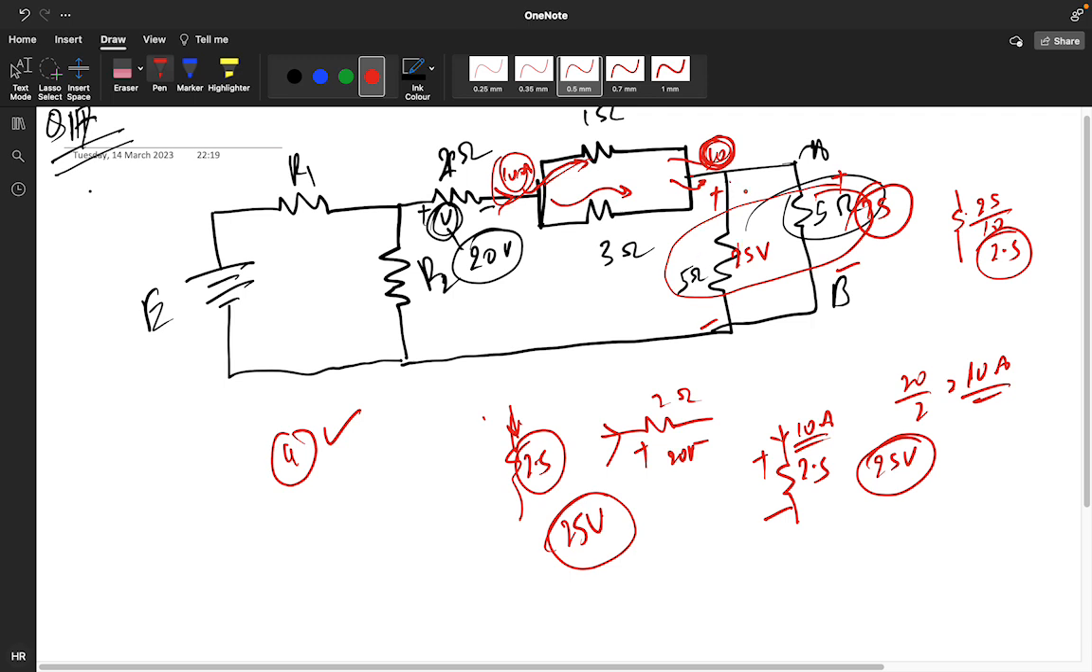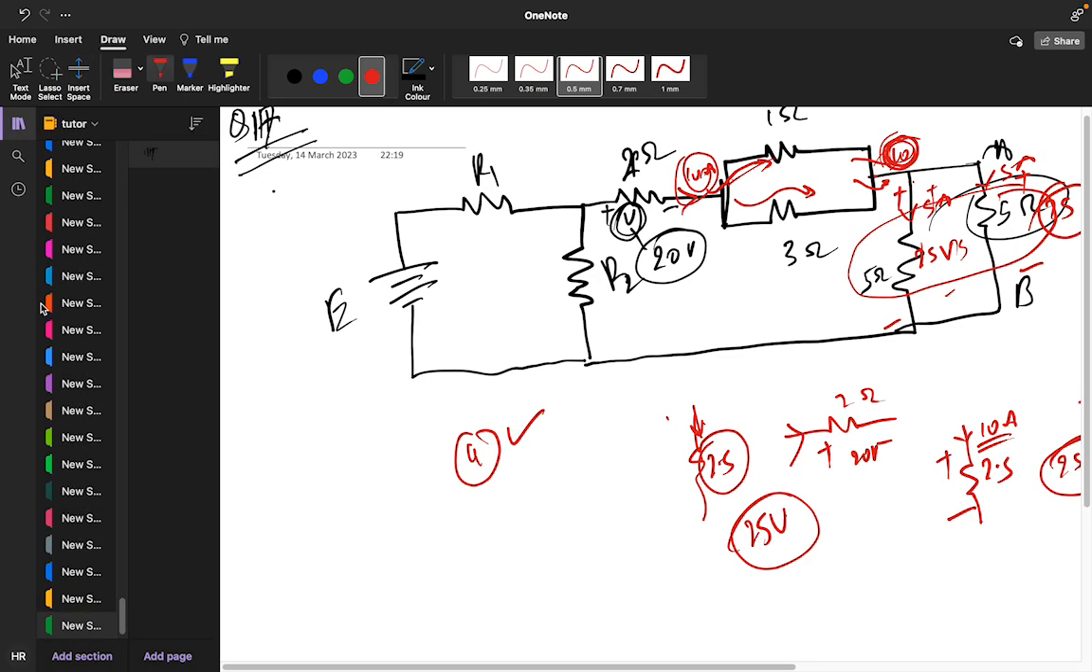That means this 5 ohm is consuming 25 volt, and this 5 ohm is consuming 25 volt. If you want to get the branch current, 25 divided by 5 will give you 5 ampere, 25 divided by 5 will give you 5 ampere. So overall current you are getting is 10 ampere. So this is the story of question number 17. Now move to question number 18.